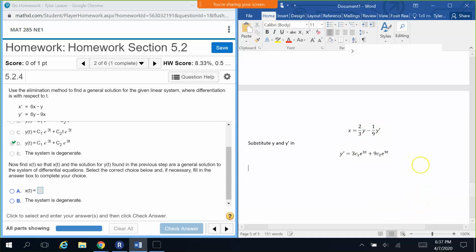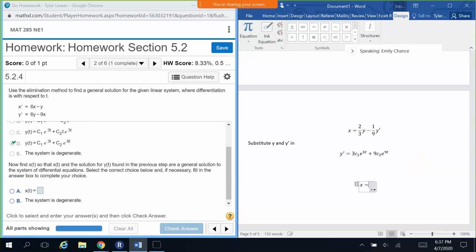All right, but now we can plug in. So we're going to get x is equal to 2/3 times what y was up top, c1 e to the 3t plus c2 e to the 9t. That's going to be minus 1/9 times the derivative. All right, and then you can multiply that out and combine like terms together.